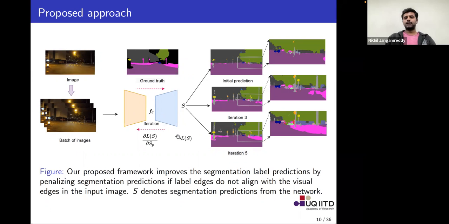So the overall idea of this approach is to do multiple forward and backward passes to improve the predictions S. The updates are done based on a loss function L of S. We will see in detail the formulation of this loss function, because it is important to how the model is updated and how we maintain these edges. One important point to note is that this f theta can be any pre-trained model, because the loss only depends on the output predictions.